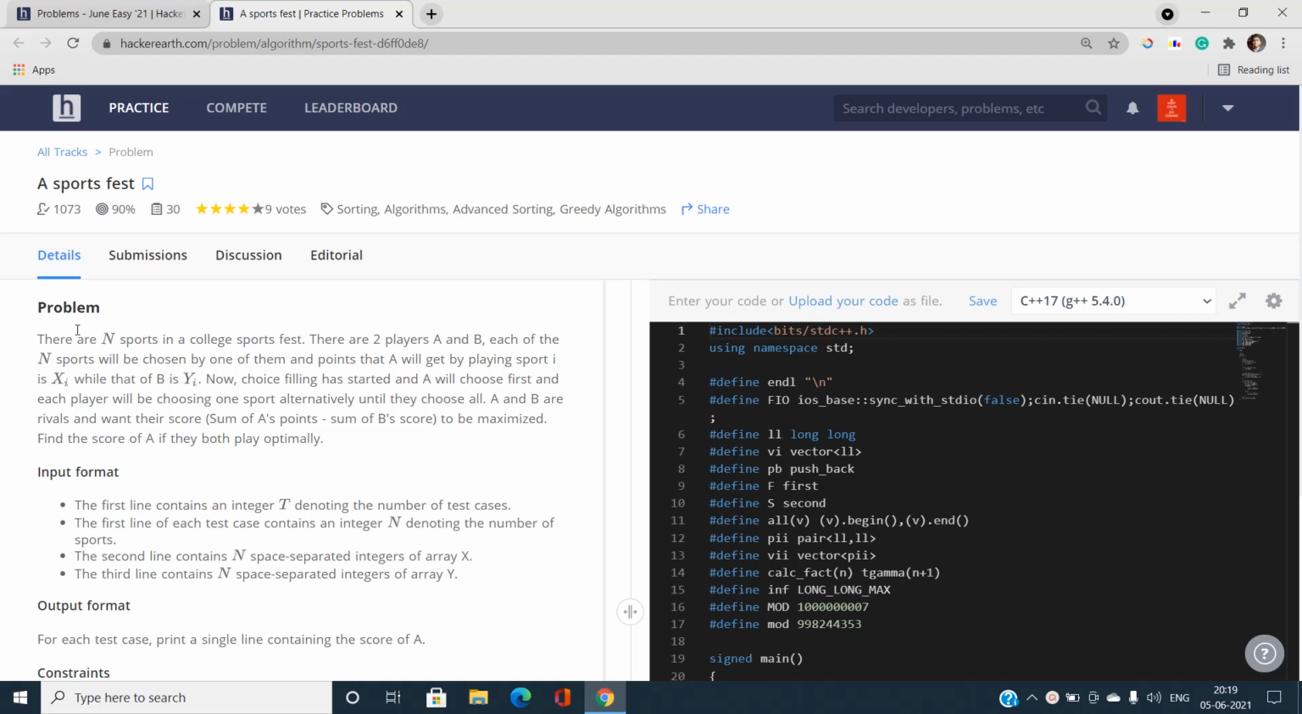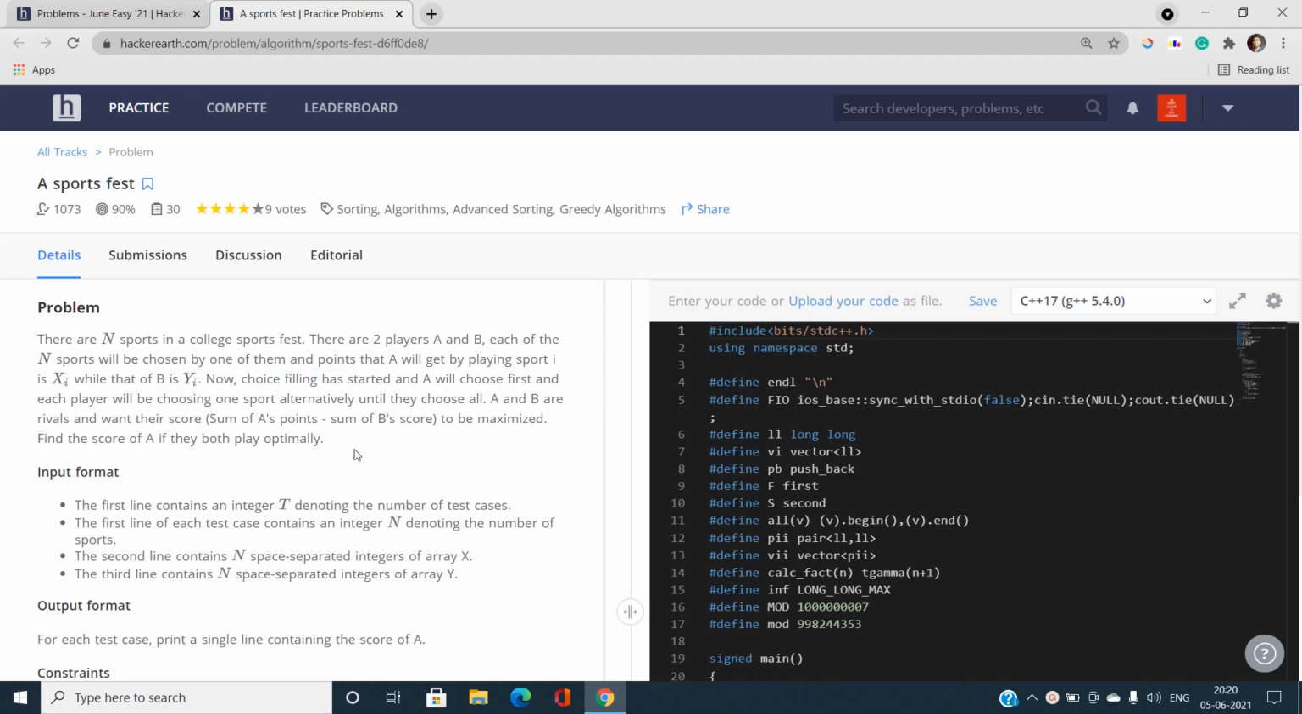So there are n sports in a college sports fest, and there are two players A and B. For every one of the n sports, if A chooses a particular sport, he or she will gain xi points, and if that sport is chosen by B, then he or she will gain yi points. The array of xi for player A will be given to us, and the array of yi for player B will also be given to us.